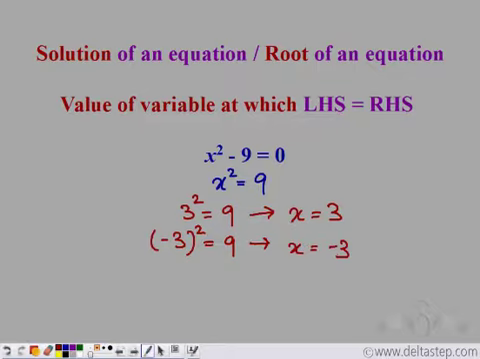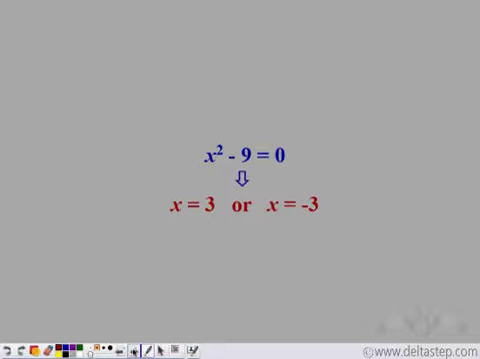So, this equation has two solutions, 3 and negative 3. These are the two solutions of this equation. So, a quadratic equation can have more than one solution as well. So, this equation has two solutions, x is equal to 3 and x is equal to negative 3. Both these values of x satisfy this equation.